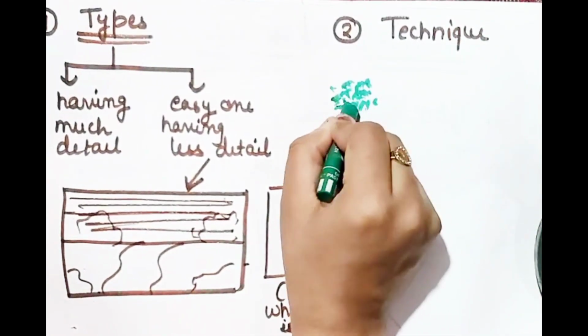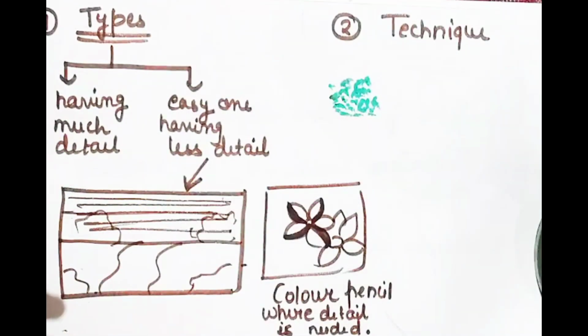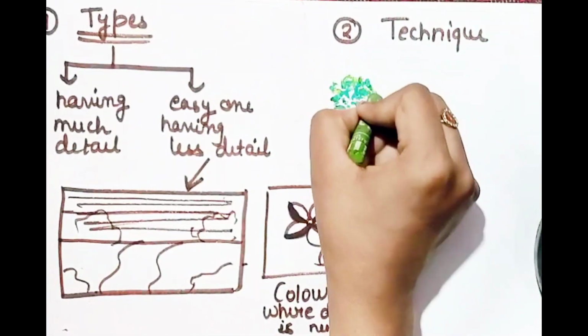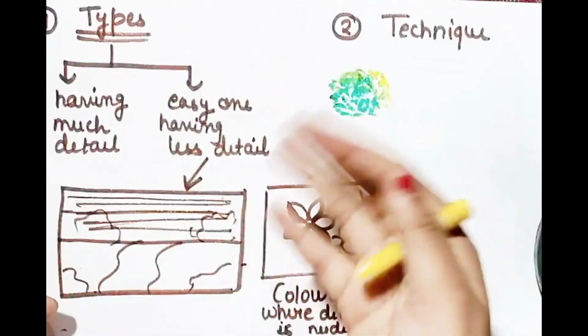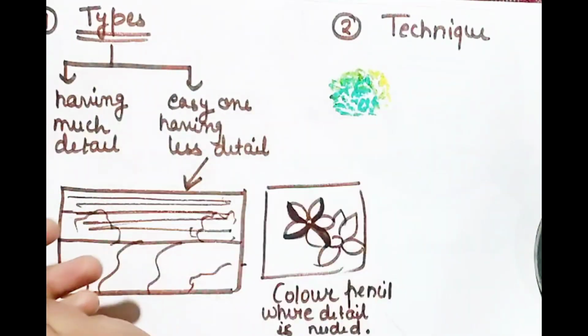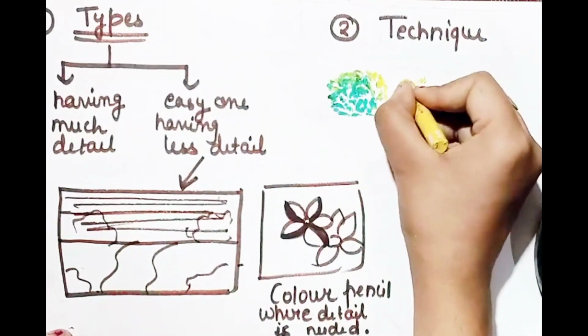Now the second one is technique. Let me tell you beforehand, if you are going to use color pencils, you have to use oil based color pencils. Okay, not water based. So the second is technique.